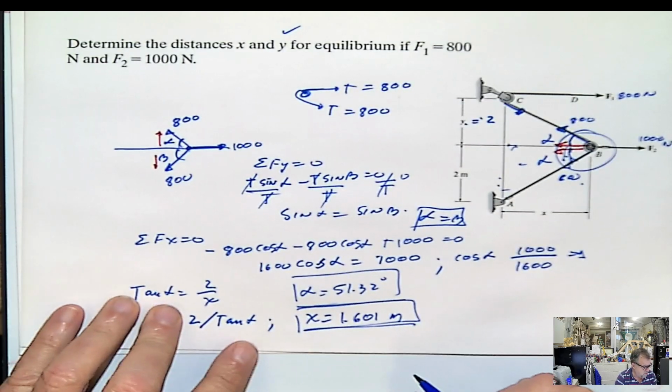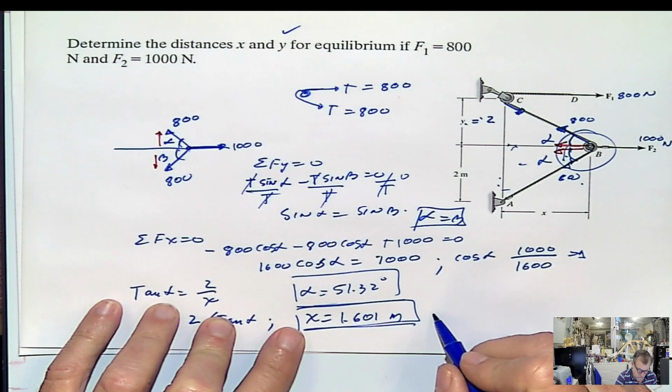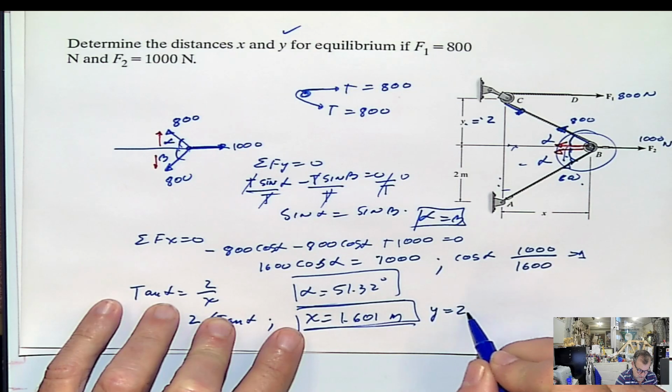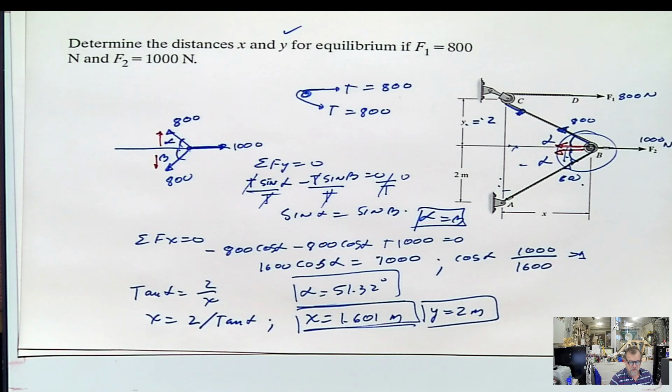So what is the answer for this problem? X equals 1.601 meters and y equals 2 meters. Easy peasy lemon squeezy. Done.